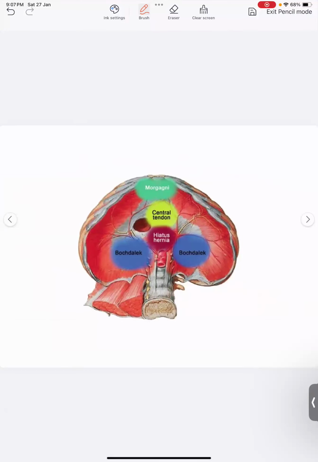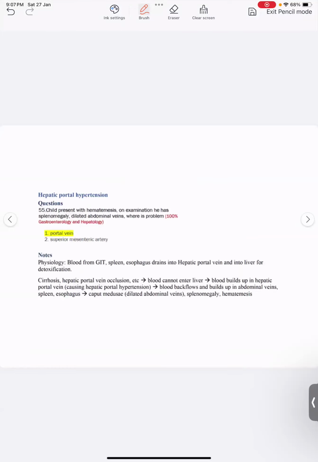Next, see here the same thing. This is a central tendon. Here is the hiatal hernia. This is a Morgagni hernia, and Bochdalek hernias, which are defects in the pleuroperitoneal canals. Okay. Next one, this question was also from the GIT.